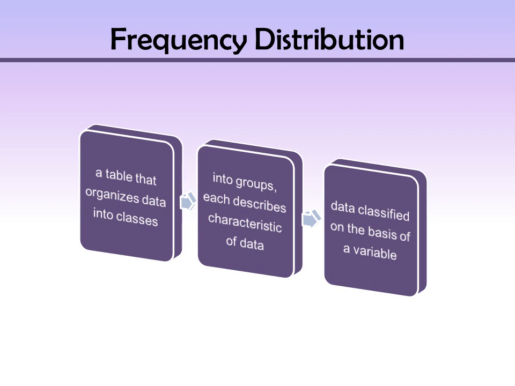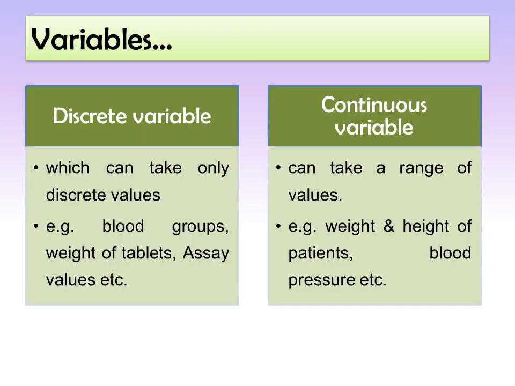It is a table that organizes data into classes, and each class describes a characteristic of the data, and this data can be classified on the basis of a variable. Now we'll see what a variable is. We have two types of variables, discrete variable and continuous variable.